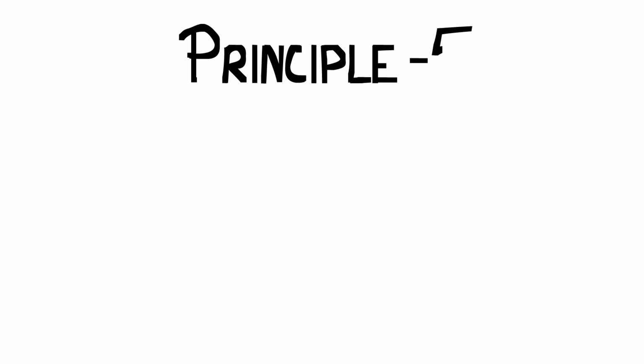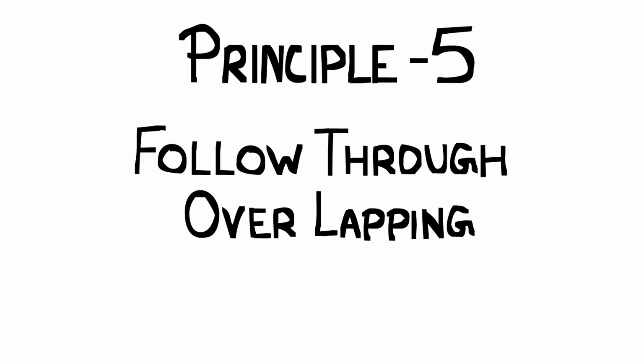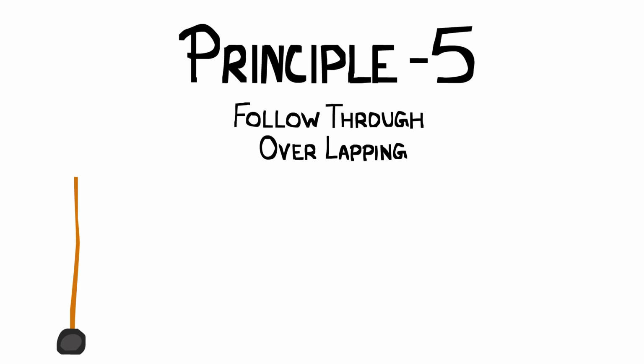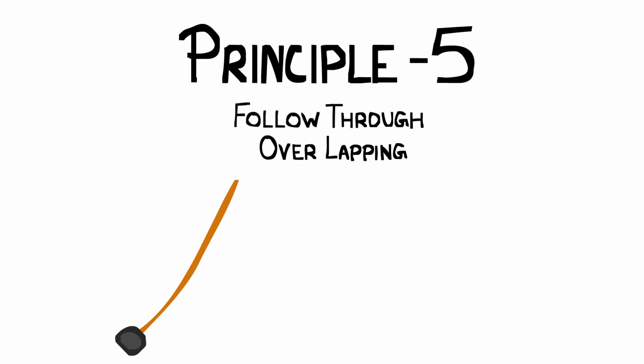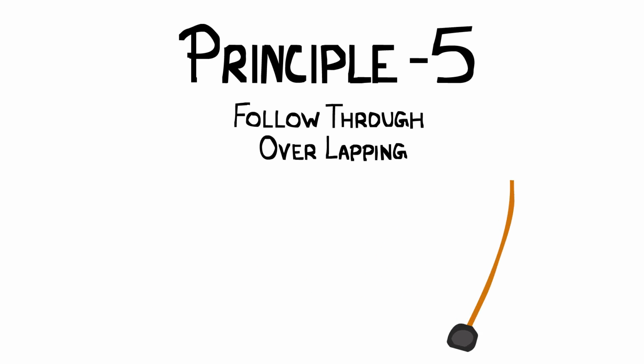Number 5. Follow through and overlapping. This is applied when one or more objects are attached to another object, like a thread with a stone. If you move the thread, the stone follows it, and when you stop the thread, the stone overtakes the thread and then comes back to settle down. So when the stone follows the thread, it's called follow through, and the overtaking is called overlapping.